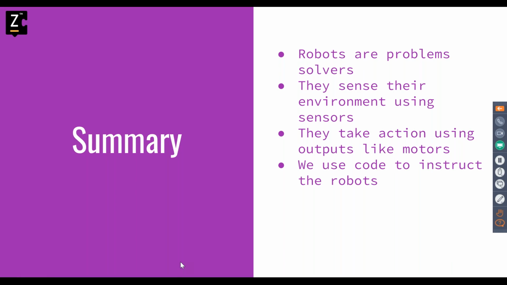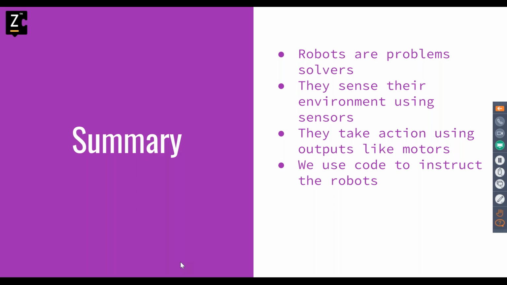Let's summarize what we know so far. Robots are problem solvers. They have sensors and motors to help them sense the environment and take appropriate actions. When designing a robot, we need to understand the problem so we can equip the robot with the relevant inputs and outputs. Then we can use code to tell the robot what to do.